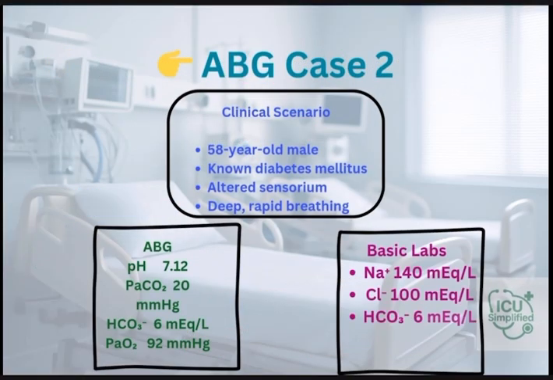Let's now move on to case 2. This is a 58-year-old male with a known history of diabetes mellitus who presents with altered sensorium and deep rapid breathing. His ABG shows a pH of 7.12, PaCO₂ of 20, bicarbonate of 6, PaO₂ of 92. His basic lab values show a sodium of 140, chloride of 100 and a bicarbonate of 6 milliequivalents per liter. Pause here and try to interpret this ABG step by step before we go through the analysis.